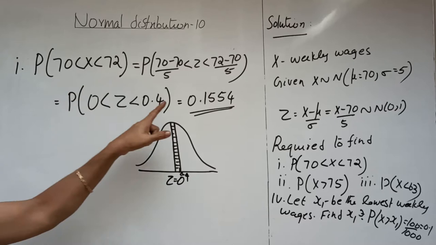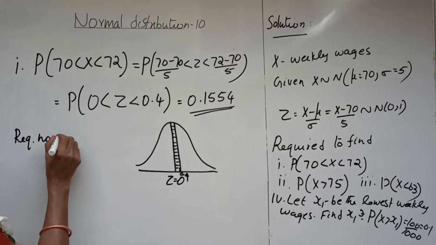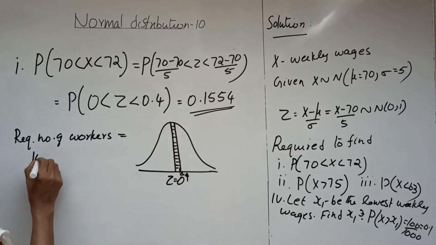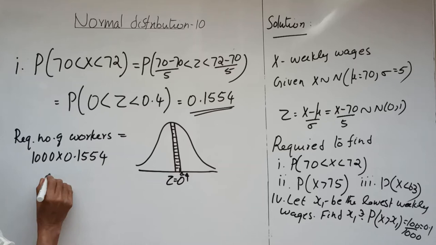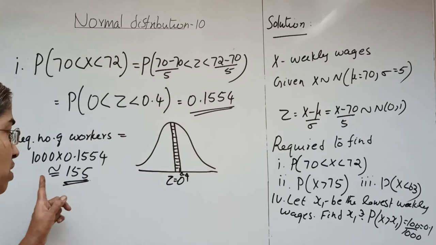It is equal to 0.1554, and this is the required area, and hence we get the required number of workers by simply multiplying this with 1000 into 0.1554, which equals 155.4, so approximately 155. The number of workers between wages 70 and 72 is equal to 155.